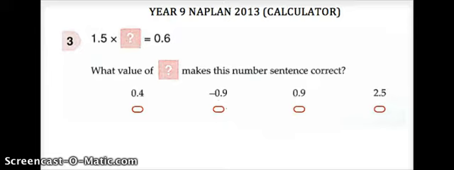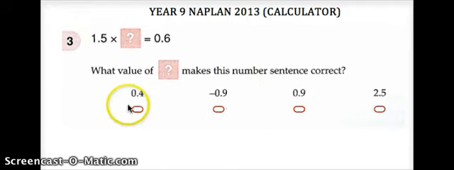Now for question 3 in the 2013 paper. 1.5 times something, indicated by a question mark, equals 0.6. What value of question mark makes this number sentence true? You can attempt the question now.